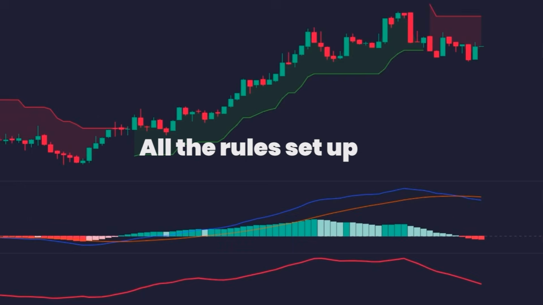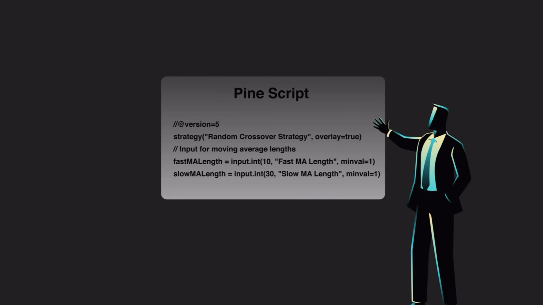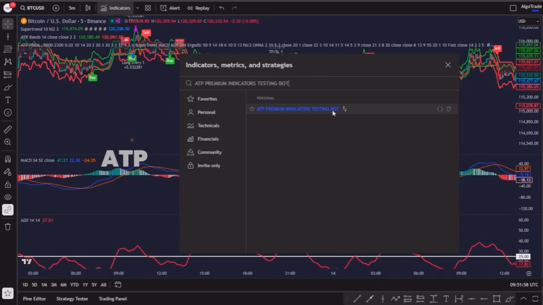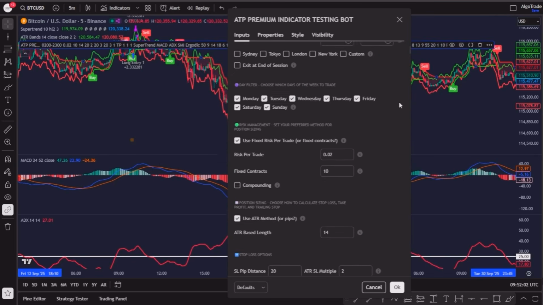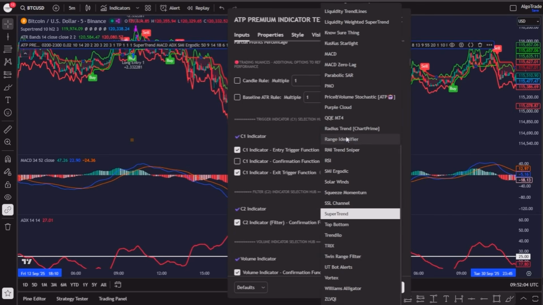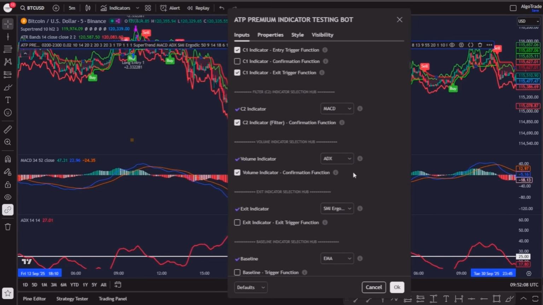Alright, now we have got all the rules set up. We could scroll back and test trades manually, or even code a Python script to automate this logic. But instead, I will use the ATP Premium Indicators Testing Bot. This tool applies all the rules automatically, runs thousands of trades, and gives us real stats in just seconds.